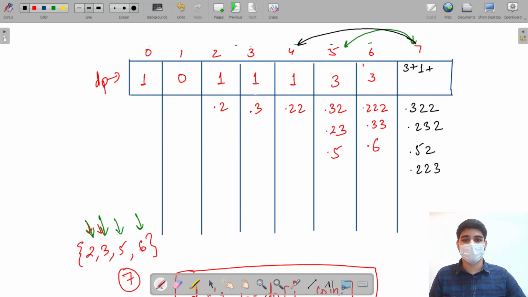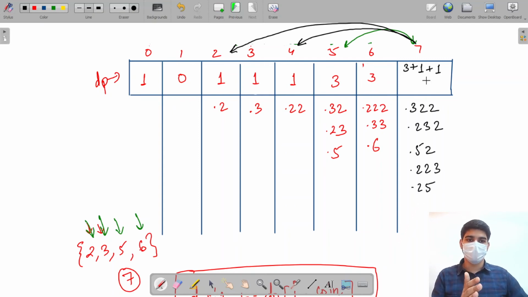Okay. Now 7 calls for 5. So 7 minus 5 lands at 2, right? 2 says one way from me till 0, which is 0, 2. You can add 5 behind it and get to 7. All right. So I get one possible way when I call for 5.